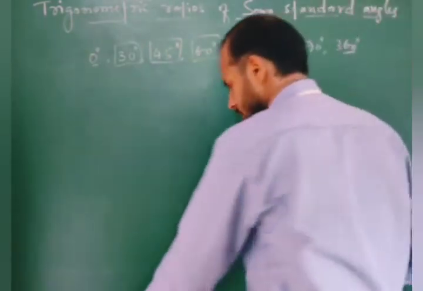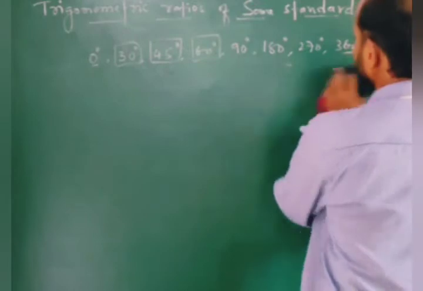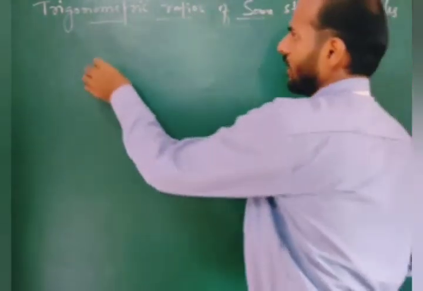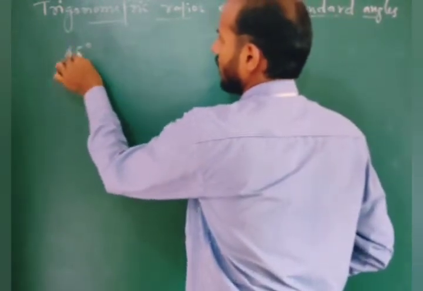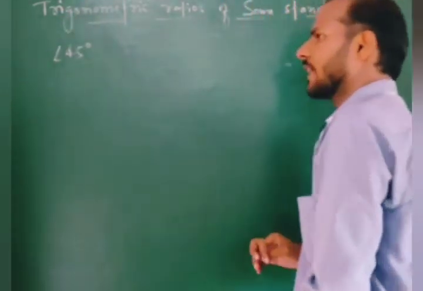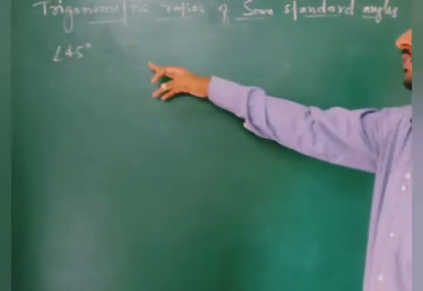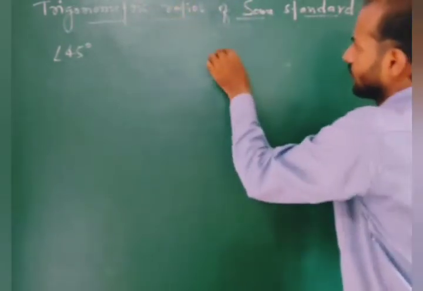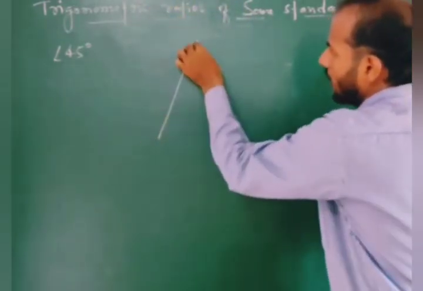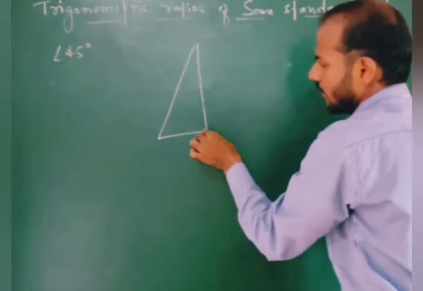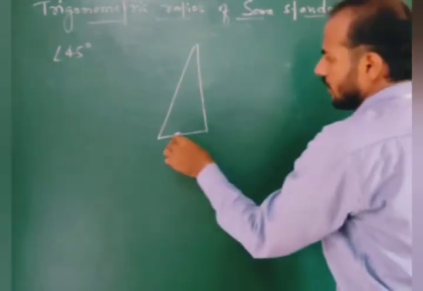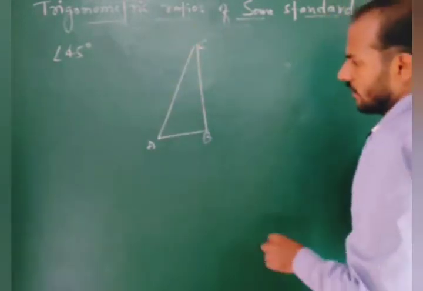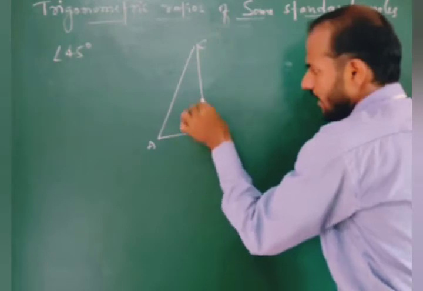Let us consider first 45 degree. First we have to find the trigonometric ratio of 45 degree. For that, let us consider a right angle triangle. Let us consider angle A, angle B, angle C. This is a right angle triangle, right angled at B.